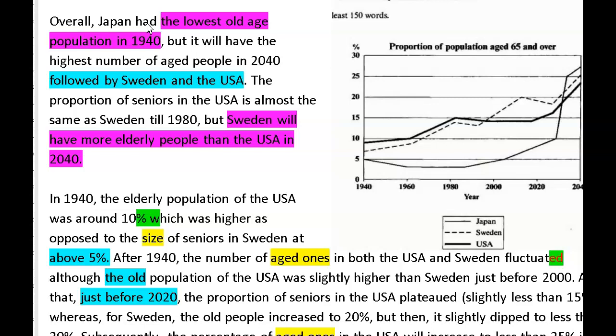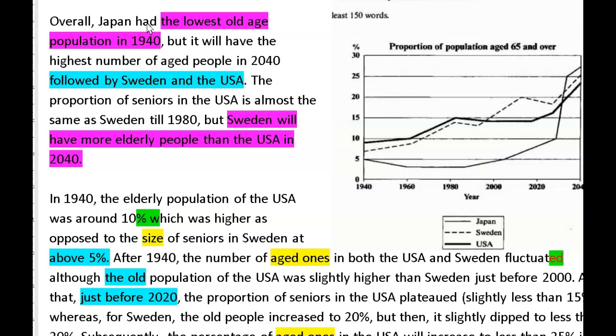But to say followed by Sweden and the USA slows the reader down. That's why it's blue for coherence. Yes, followed by Sweden and the USA. Who else? By Finland and Russia? I mean, it's not needed. The proportion, there's that word, of seniors is almost the same as Sweden until 1980, but Sweden will have more elderly people than the USA.